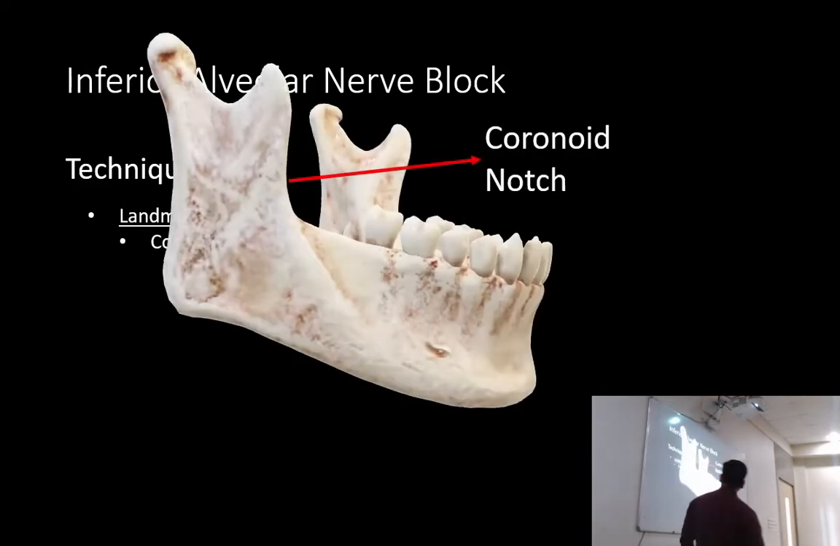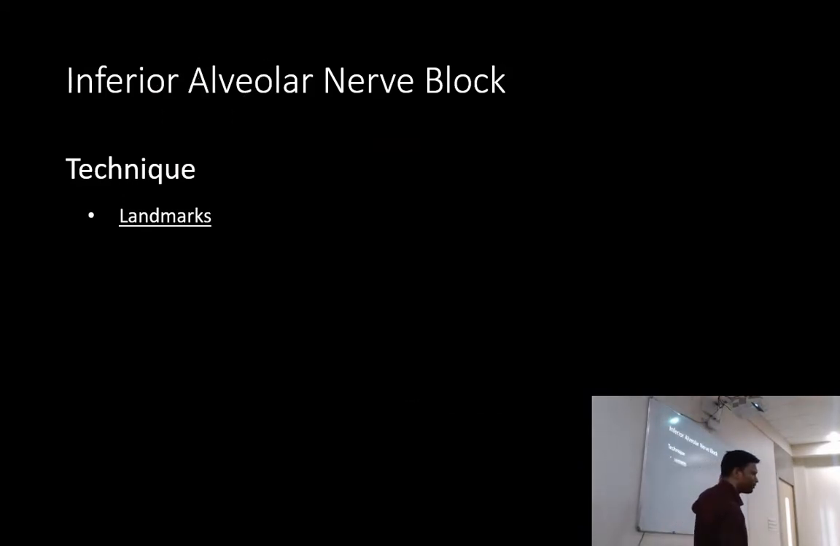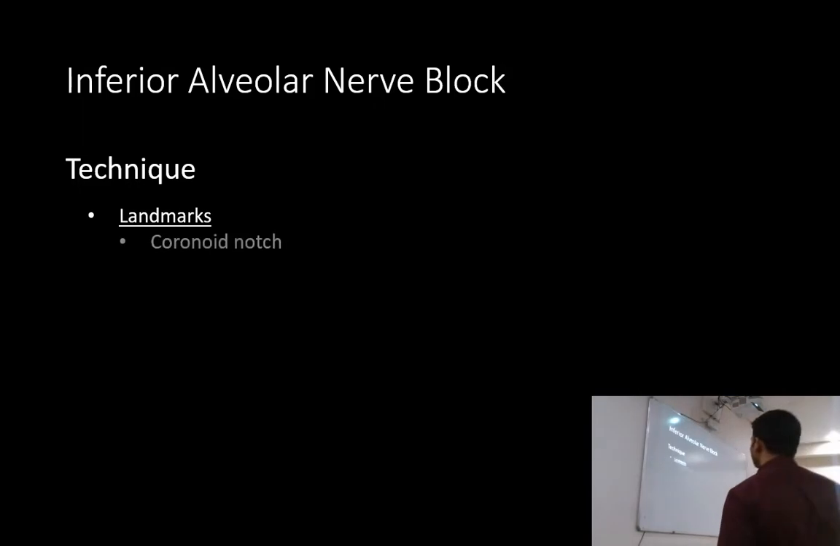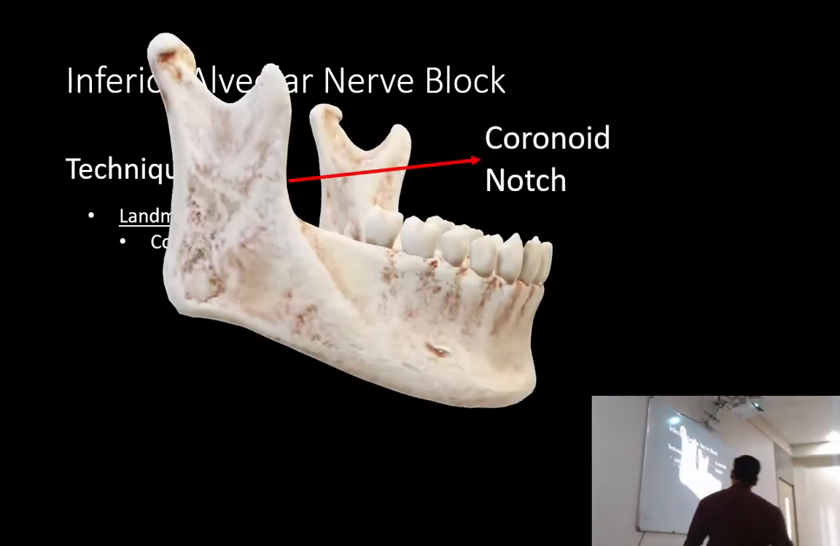So when we talk about a landmark, we need to know why we are reading about it and how to use it as a reference point. Okay, so the first landmark is the coronoid notch for the inferior alveolar nerve block. So the coronoid notch, as I mentioned earlier, is the deepest portion of the anterior border of the ramus.